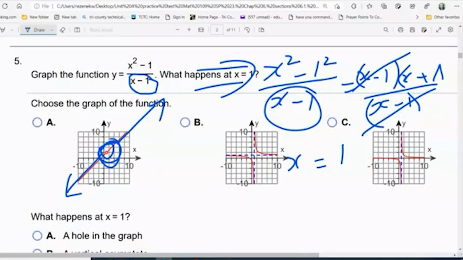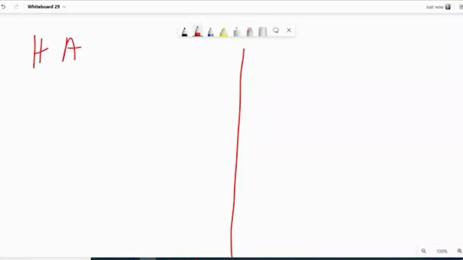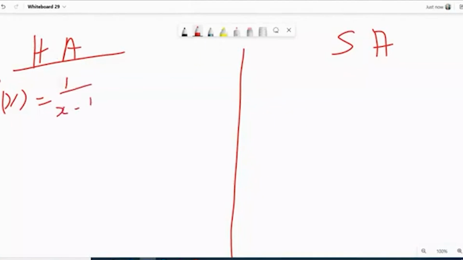Now, this time, let's go to horizontal asymptote. This is horizontal asymptote, HA. This is slant asymptote, SL. So, if a function has a horizontal asymptote, suppose f of x is equal to 1 over x minus 1. All right. What is the degree of the numerator of that function?